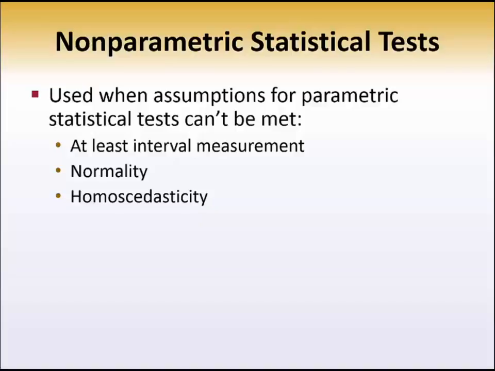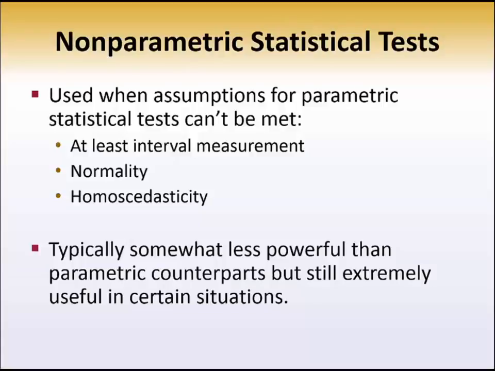Sometimes we can't measure things at an interval level. We have to measure things at a nominal level, or perhaps at an ordinal level. And sometimes the data simply aren't normally distributed. Maybe they are skewed. And sometimes we don't have equal variance. In those cases, we turn to nonparametric statistical tests. Typically, nonparametric tests are less powerful than their parametric counterparts, but they are still extremely useful in certain situations if you haven't met the assumptions associated with parametric statistical tests.